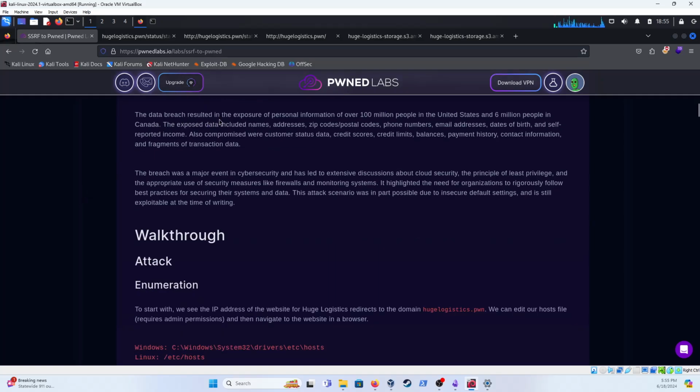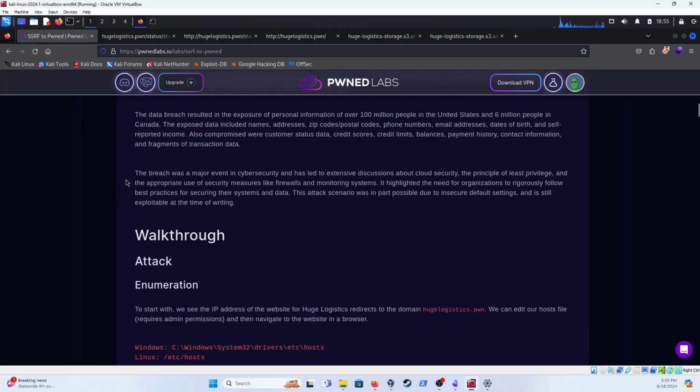The data breach resulted in the exposure of personal information of over 100 million people in the United States and 6 million people in Canada. The exposed data included names, addresses, zip codes / postal codes, phone numbers, email addresses, dates of birth, and self-reported income. Also compromised were customer status data, credit scores, credit limits, balances, payment history, contact information, and fragments of transaction data.